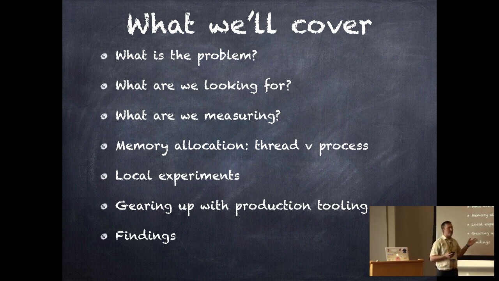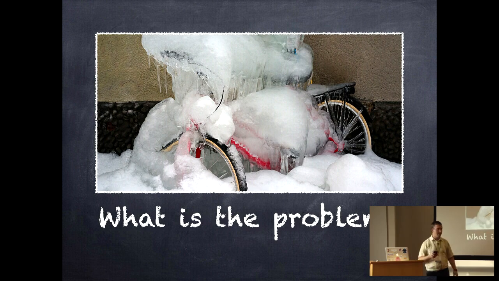Memory allocation threads versus process. It sounds kind of silly, but once we go in the context, you guys will see what I'm talking about. Did some local experiments. We'll go into a little bit of those. Again, question everything. And then ended up building tooling that you would think would exist out there. And if it exists out there and you guys know about it, my week of searching yielded no results, and please tell me about it. And then the findings that we had in there.